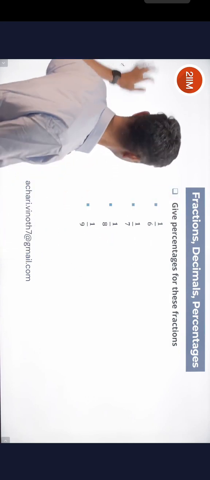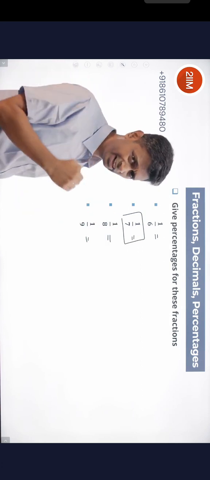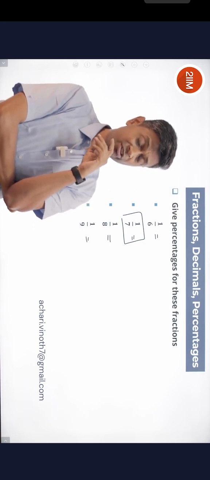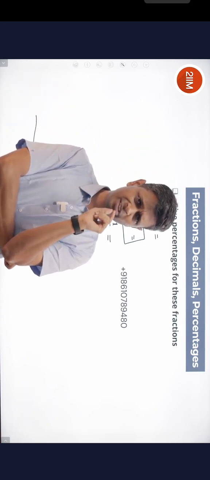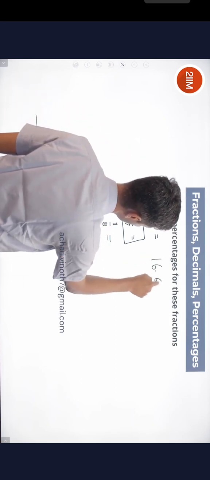Right? I'm going to build this. 1/6, 1/7, 1/8, 1/9. Forget 1/7 for the time being. The other three are super easy. Finish the other three, then go to 1/7. Try this, fill the number in. 1 by 6 is half of 1/3. 1/6 is half of 1/3, which makes it 16.67%.